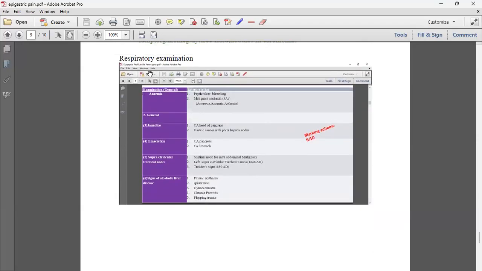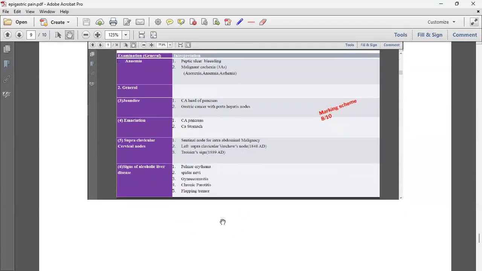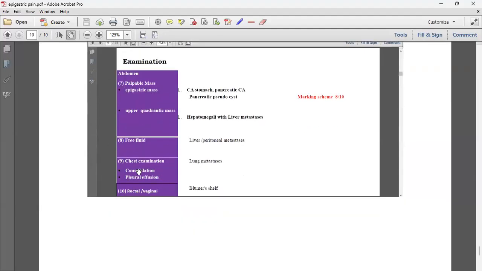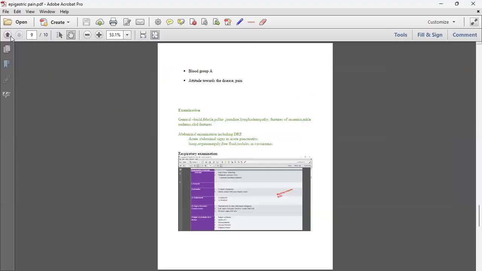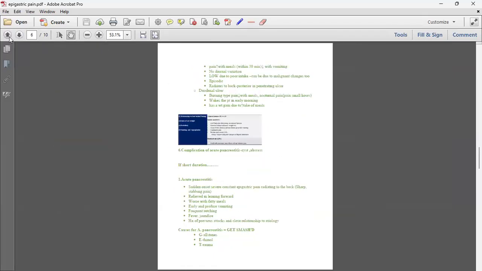So this is from Professor Neville's note. He has given the marking scheme also, what examiners look for in the general examination. So for anemia, jaundice, emaciation, supraclavicular cervical nodes, signs of alcoholic liver disease, and in the abdomen, any masses, free fluid, and in your chest examination for any effusions, and DRE. Okay. So that is how you take a complete history and examination with regards to epigastric pain.